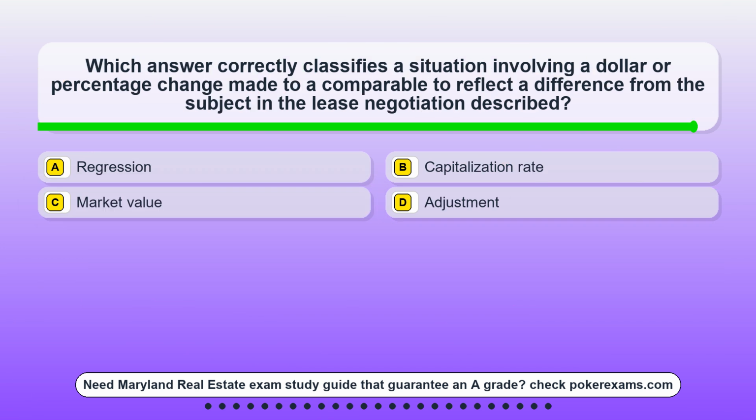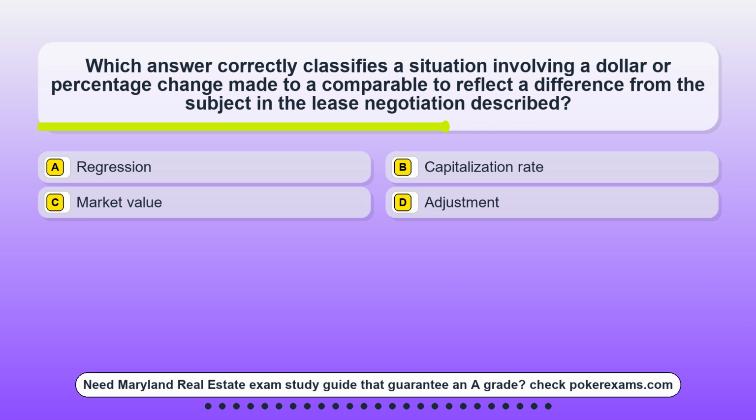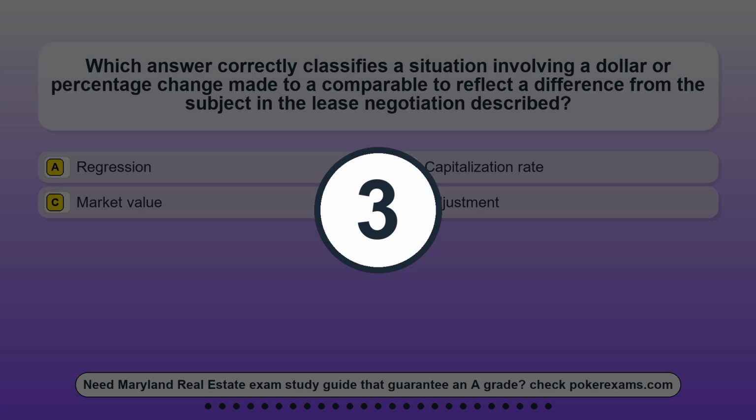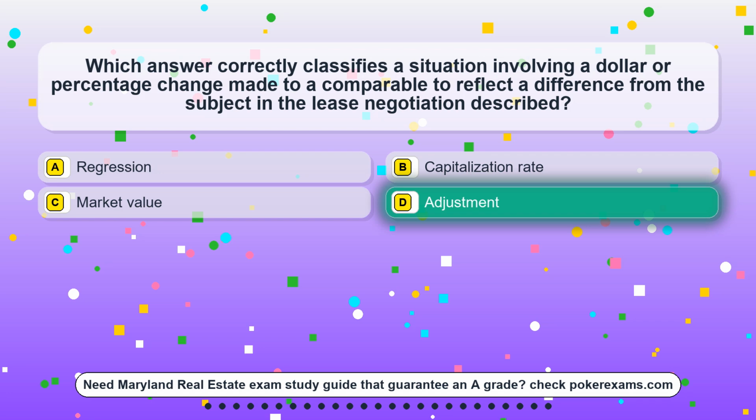Question 18. Which answer correctly classifies a situation involving a dollar or percentage change made to a comparable to reflect a difference from the subject in the lease negotiation described? Option A, regression. Option B, capitalization rate. Option C, market value. Option D, adjustment. The correct answer is option D, adjustment.